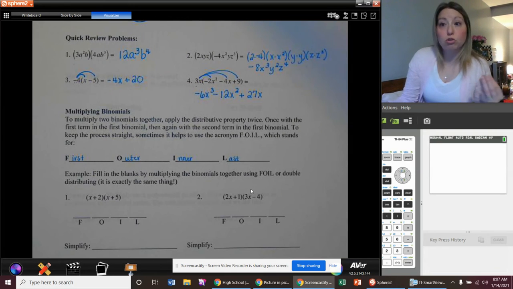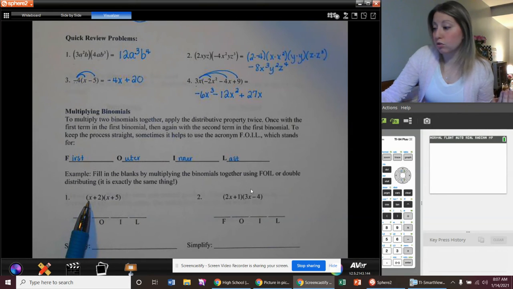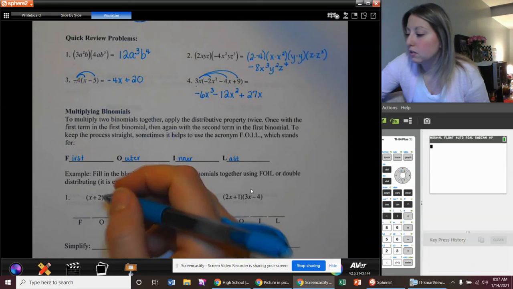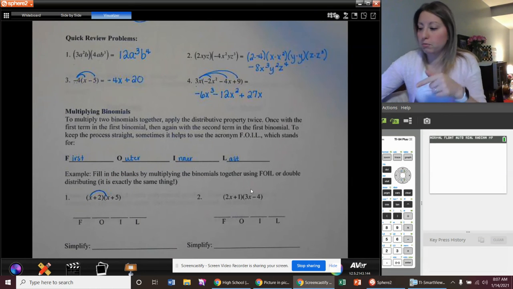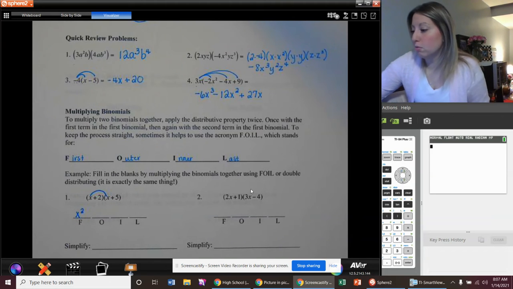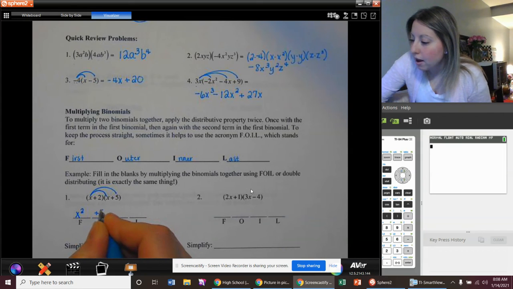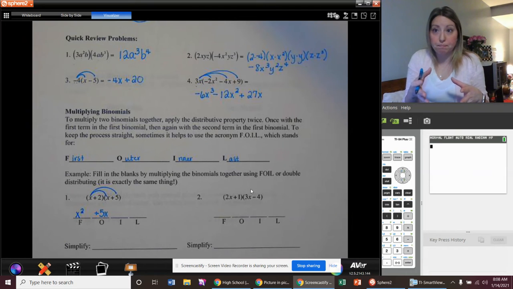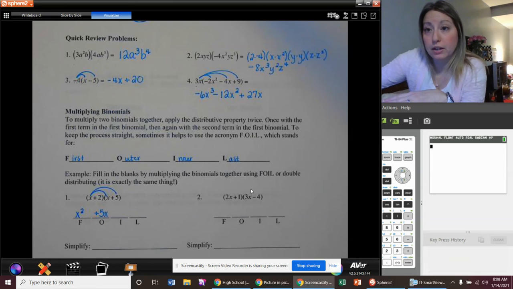So what I'm going to do is I'm going to distribute the x first in the front set of parentheses. So this x is going to have to get multiplied by both things in the back set of parentheses. This is the first terms multiplied together, x times x being x squared. This is going to be the outer terms multiplied together. X times 5 is a positive 5x. And yes, I want you to have that sign with it on that line. That's going to be important. Now I've distributed the x throughout both things in the second set of parentheses.